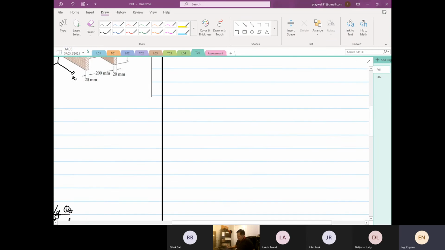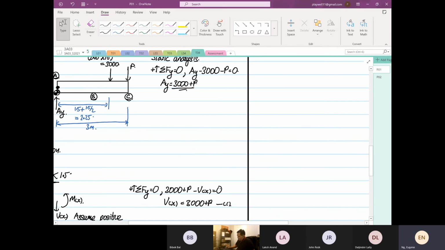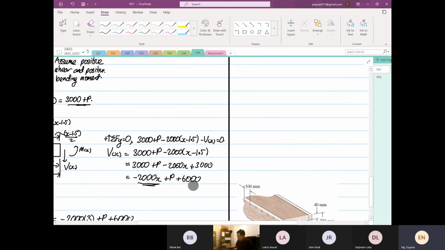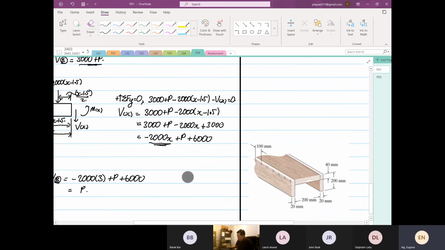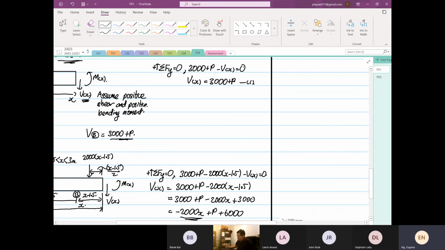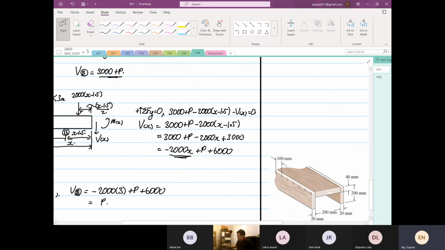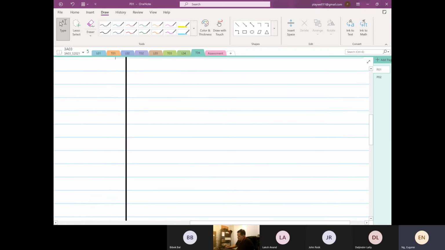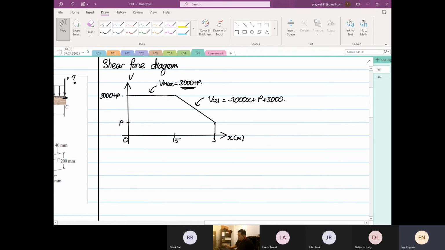But sometimes you can go by observation, by looking at the equations, like VB, Vx down here, and by looking at these functions over here, you can visualize the diagram and you immediately say, okay, V max is equal to 3000 plus P. I'm fine with that. But because I'm teaching now, I want you to get used to forming your shear force equation anyway.